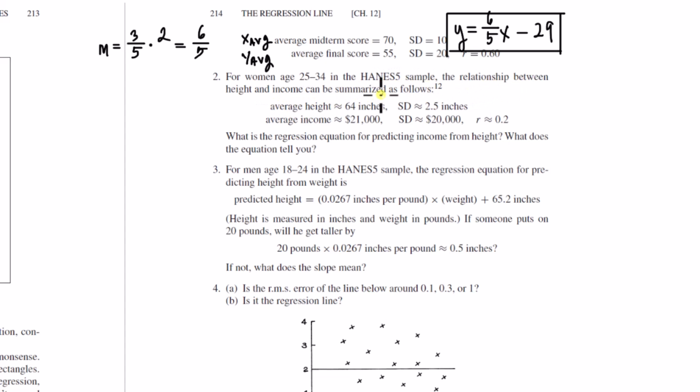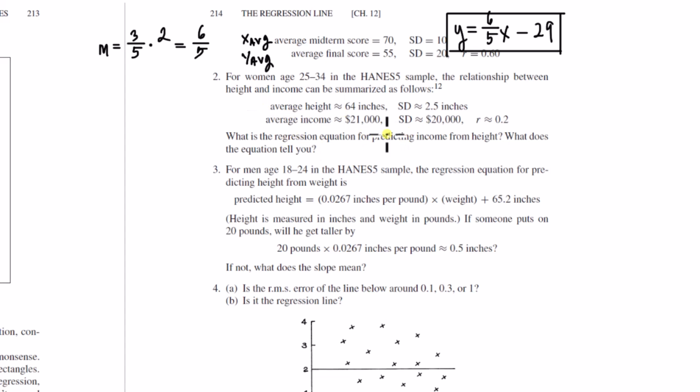Okay, for women aged 25 to 34 in the Haynes 5 sample, the relationship between height and income can be summarized as follows. Okay, here's the data. What is the regression equation for predicting income from height? And then what does the equation tell you? All right, well, we can think about how they're relating height and income, which is kind of a weird association. I mean, unless it's something to do with like sports, but in general, it's a weird association. Well, I don't want to say that. No association is weird, but the causation is kind of questionable.